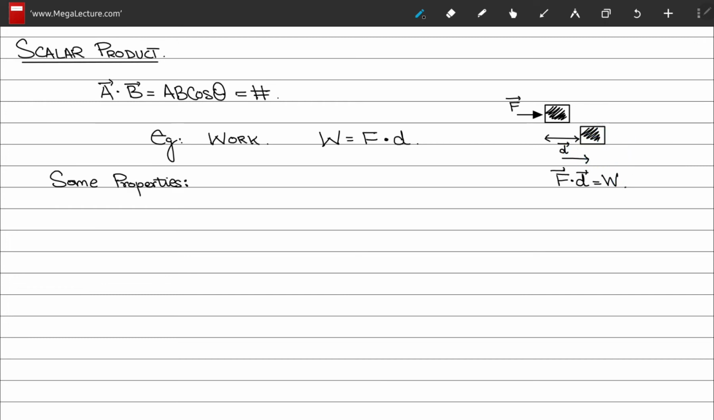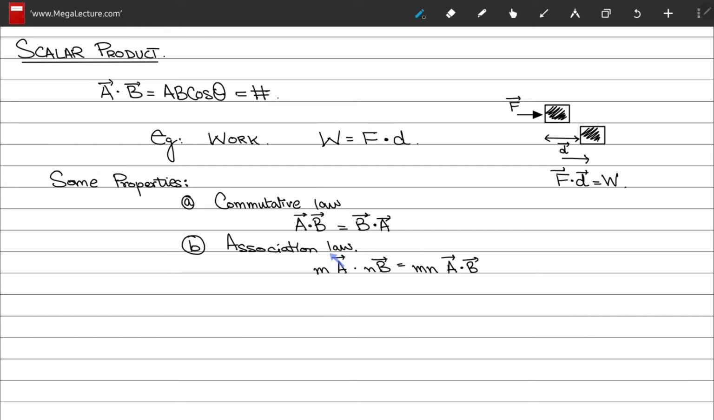Let's quickly go through some properties of the scalar product. So the scalar product is commutative, which means that if I take the two vectors and multiply them this way, a dot b, it would be the same thing as if I take the dot product of vector b with vector a. So these two things are exactly the same. The scalar product obeys a commutative law.